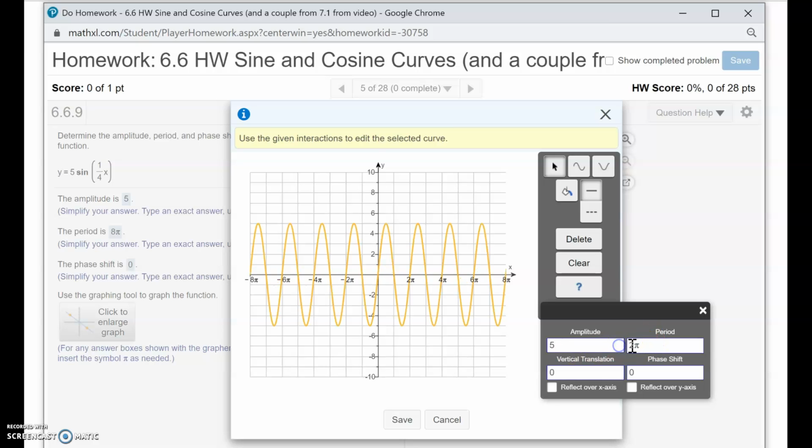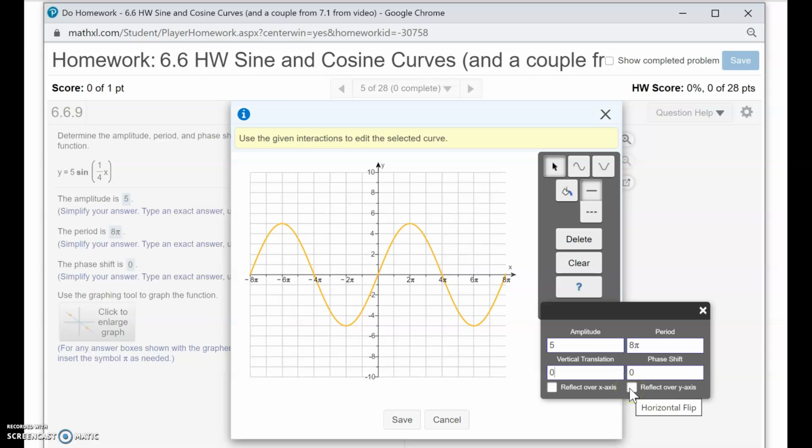Period here we decided was 8 pi. Vertical translation, there's none. If we moved it up, we go up. Whatever, up 5. If it said plus 6 at the end, we put a 6 here. There's no phase shift. There's no negative, so we're not reflecting. You shouldn't have to do any reflection over the y-axis if you take care of the odd function, the odd property. If you have a negative input, that's a reflection around y, but if we apply our odd property, then we don't ever have to worry about it.